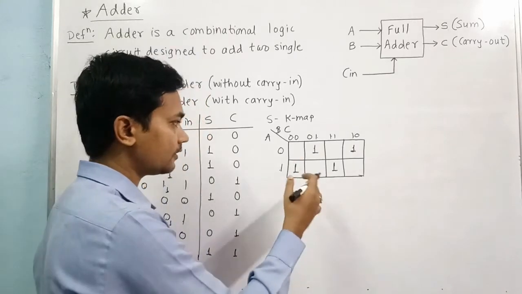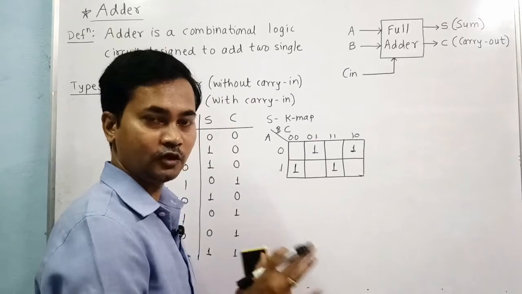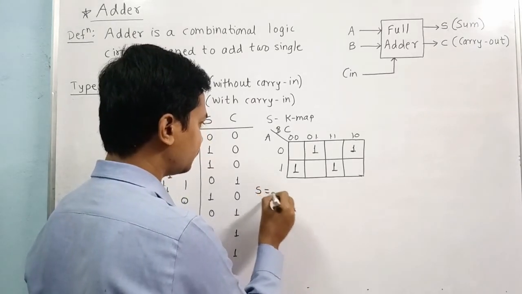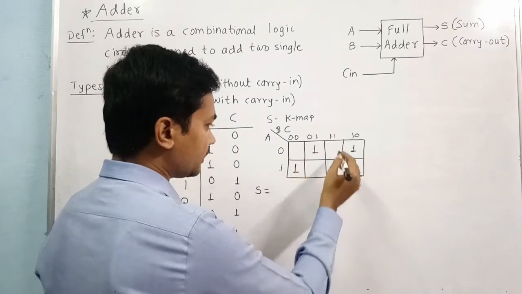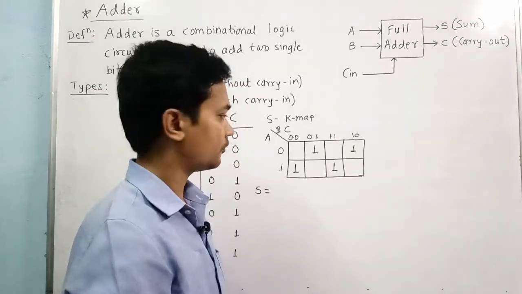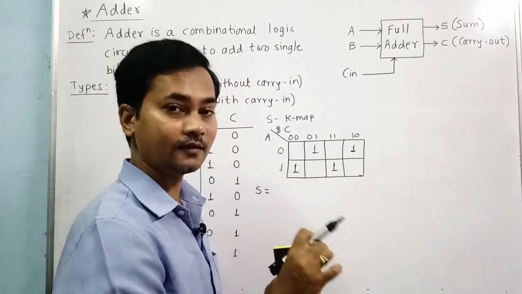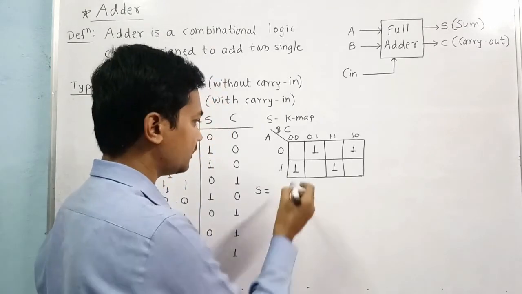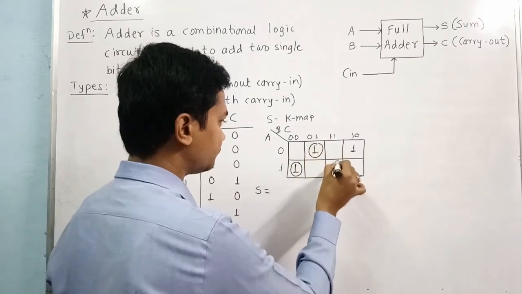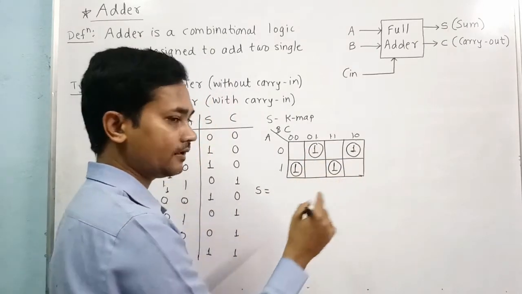Now from these ones we have to obtain the Boolean expression for summation. So how can we obtain it? S equals... Now can we group two ones here? No. So what we can do is group all the single, individual ones. So we will group the ones likewise, and from these ones we will obtain the expression.